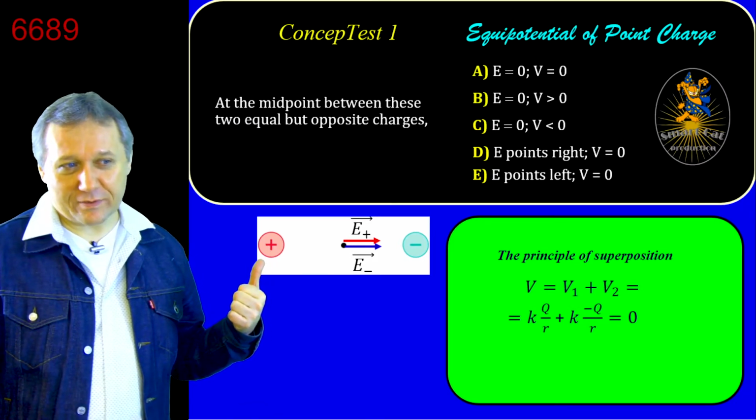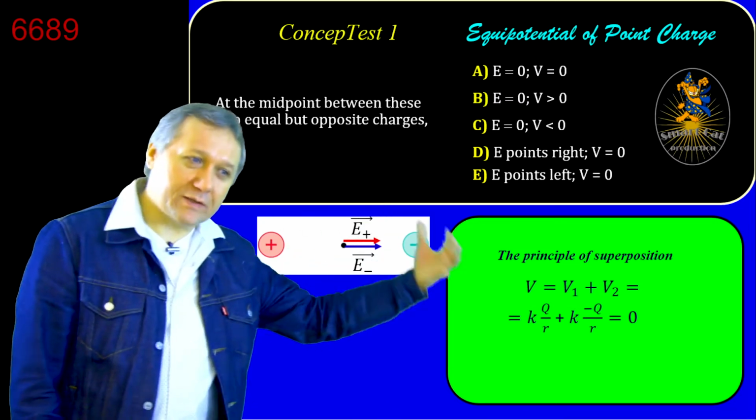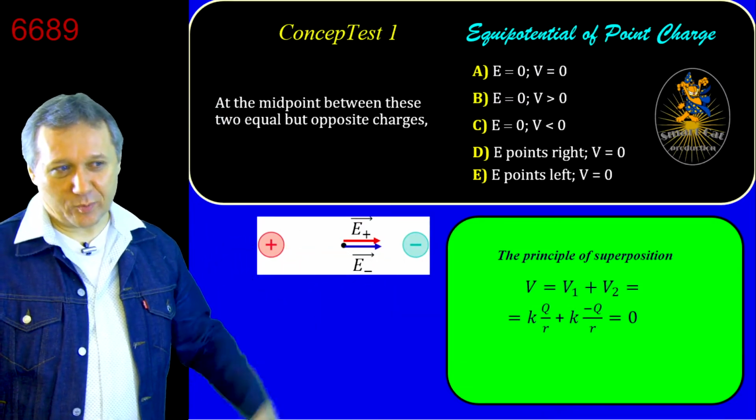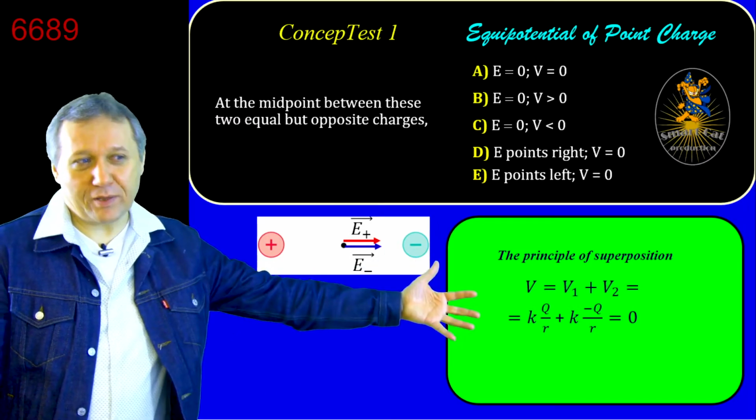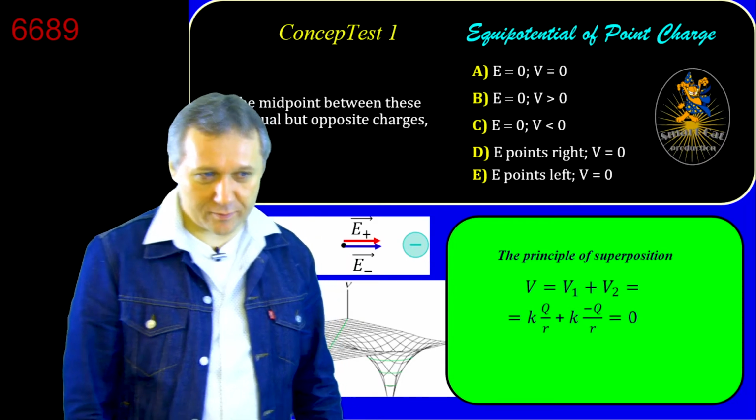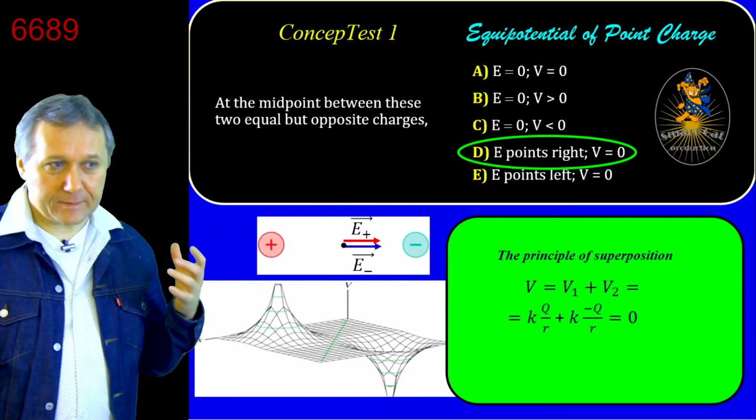So positive gives us positive contribution, negative charge is going to give us the same but negative contribution at the midpoint. So let's say plus 5 volts and minus 5 volts. Of course, you will end up with 0, right? So of course, the correct answer is D.